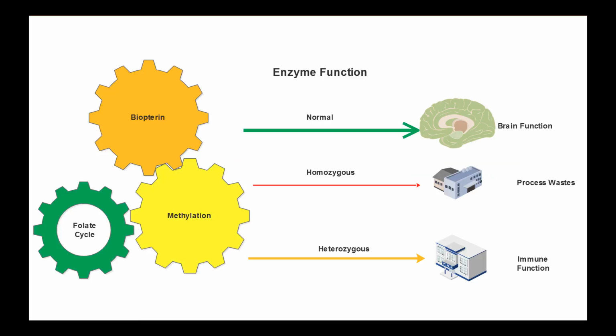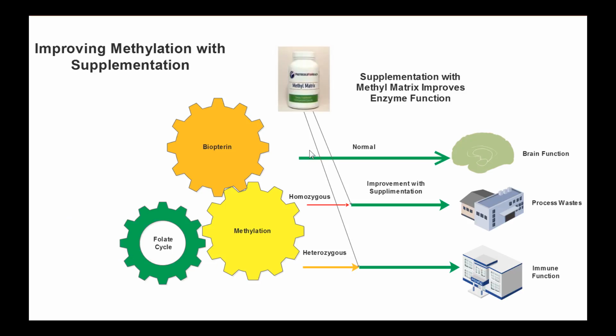So in our previous drawing, we saw the depleted pathways here. Well, when you add Methyl Matrix, you are supplying support at these key points, and you can increase the production of these key nutrients. And that's how Methyl Matrix works.